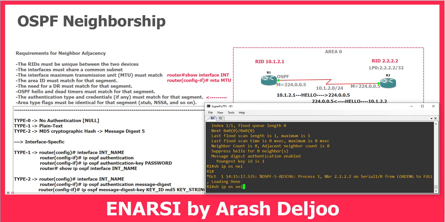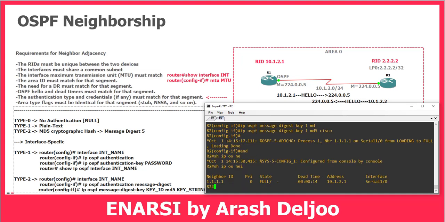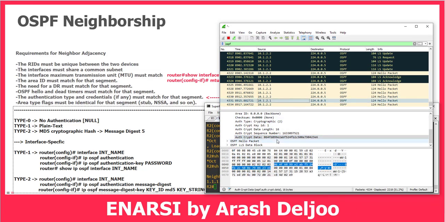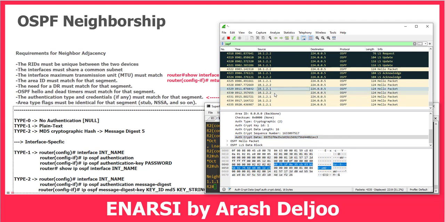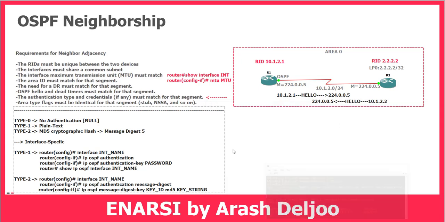Now we have neighborship. Show ip ospf neighbor. Also here, show ip ospf neighbor, we have neighborship, and in the capture file you can see that we don't send the password in clear text. This is the most secure method and the most accepted method, for example, in the authentication of routing protocols. But you know that in these two methods we are using the interface-based command.